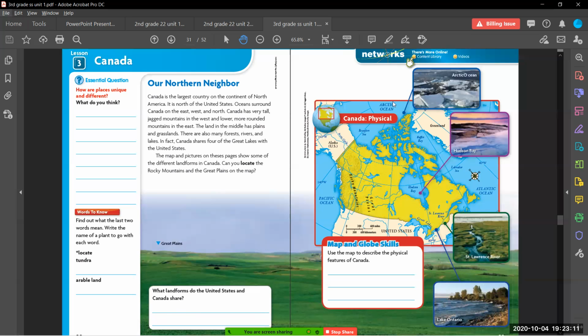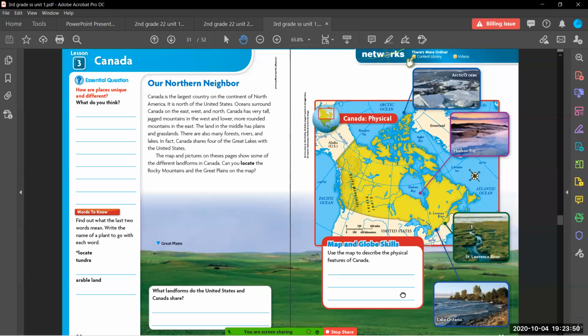Now, as we look at this map, we can see that up here, the Arctic Ocean, we've got a picture of that, and you can see these large blocks of ice that are floating around in it. We see the Hudson Bay right here. We see the St. Lawrence River that runs right here out into the Atlantic Ocean. And we see Lake Ontario, which is one of our Great Lakes right there. Then I want you to answer this question. It says, use the map to describe the physical features of Canada. So tell me about the physical features. What are you seeing? We know we see the Rocky Mountains. We already talked about a couple other things that we're seeing around here. Describe those for me right there.